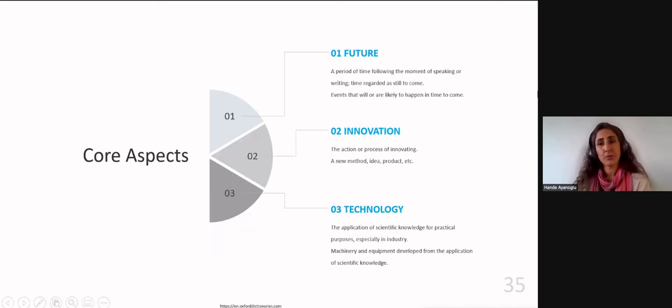And for both disciplines, we are thinking about the future. We are thinking about innovation. We are thinking about technologies so that we can make a difference, because there are already many applications and many products that already exist. So how can we make a difference? We can think of the future, we can think of an innovative process, or we can think of different technology.